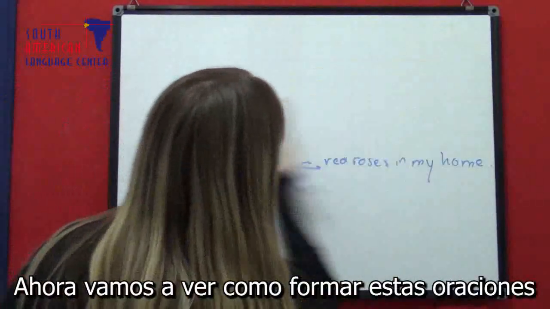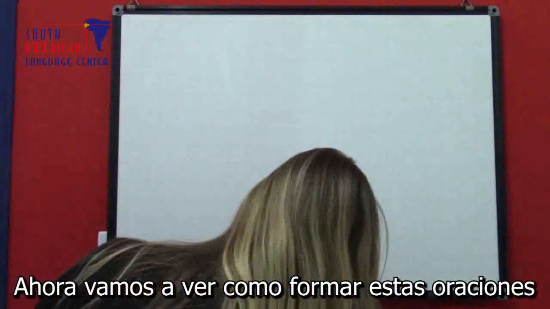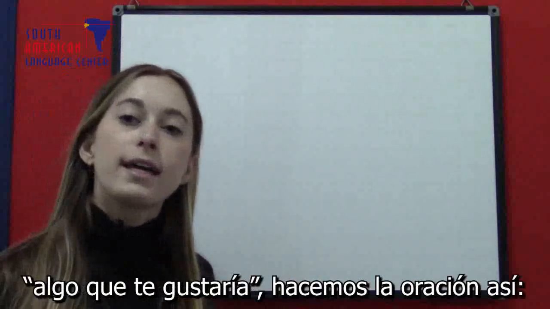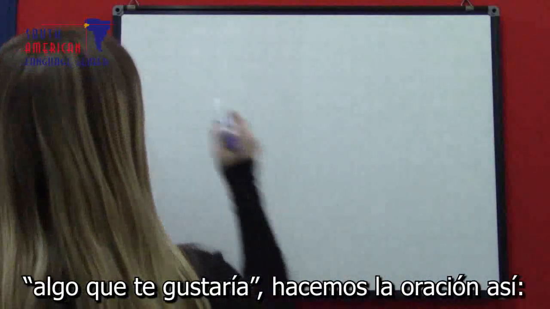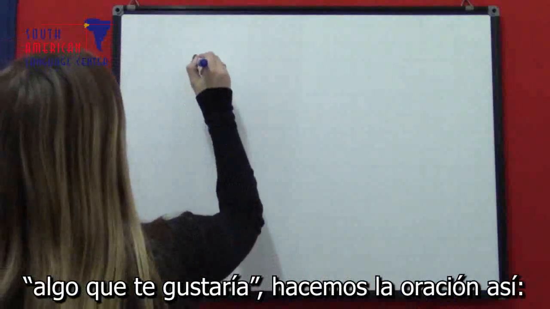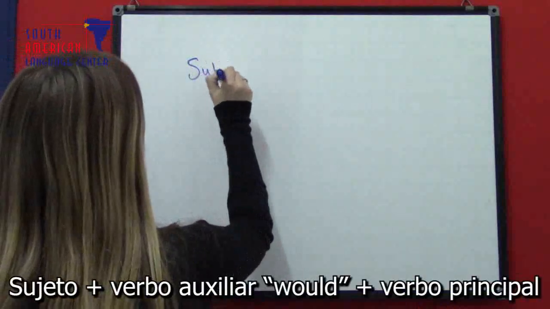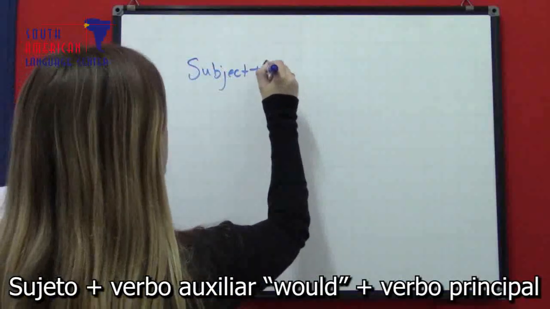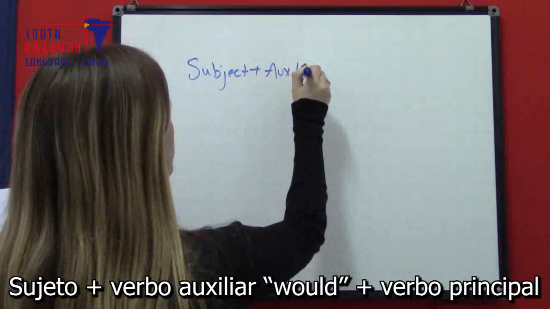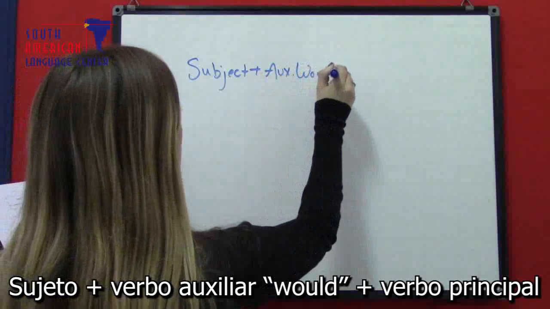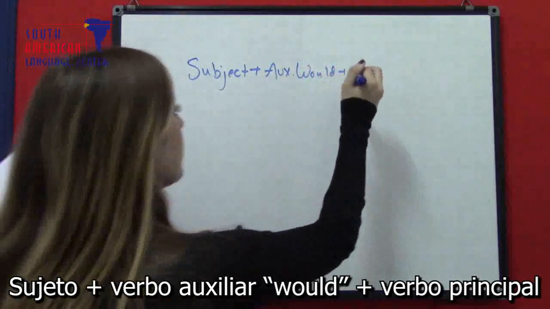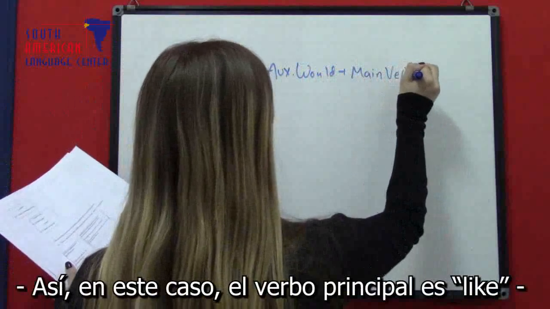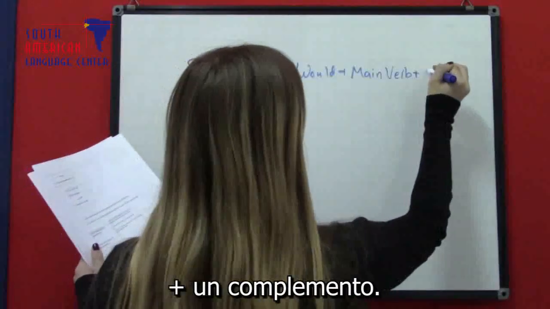Now we're going to look at how to form these sentences. When we want to talk about saying you would like something, we make the sentence as follows. Subject plus the auxiliary would plus the main verb. So in this case, the main verb is like, plus a complement.